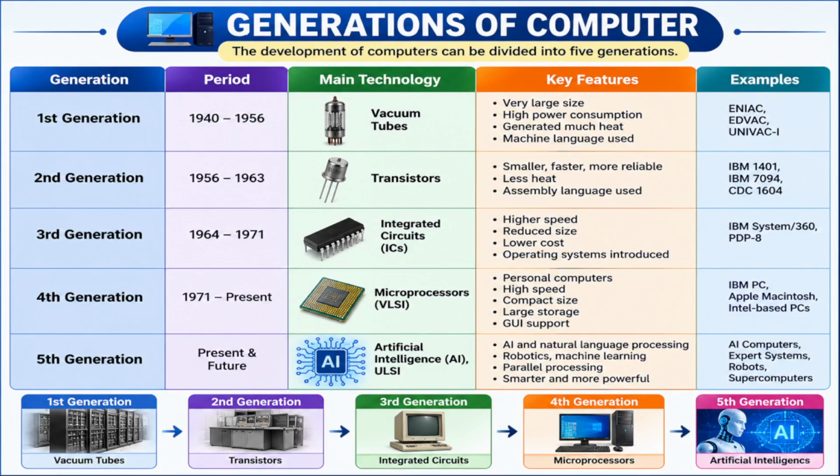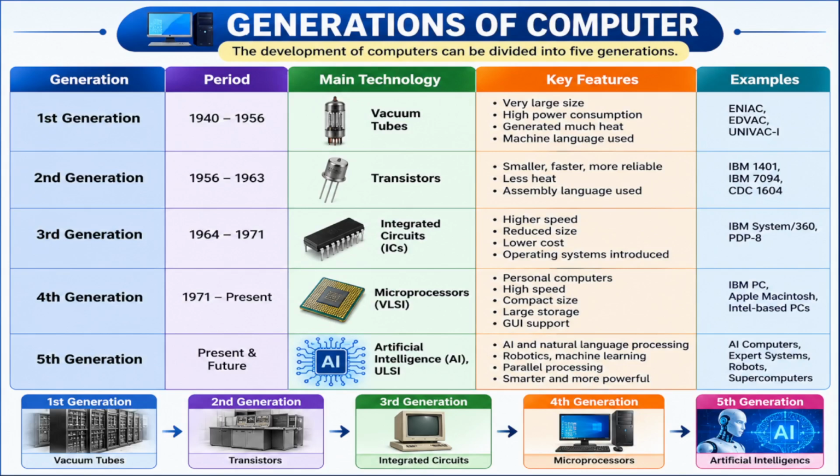First generation examples: ENIAC, EDVAC, UNIVAC. Fourth generation examples: IBM PC, Apple Macintosh, Intel based PCs. In some examinations they ask: graphical user interface is used in which generation? Fourth generation.